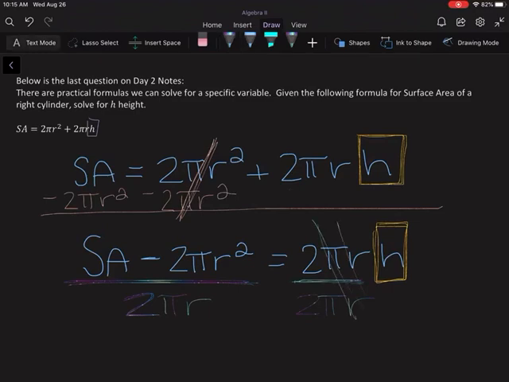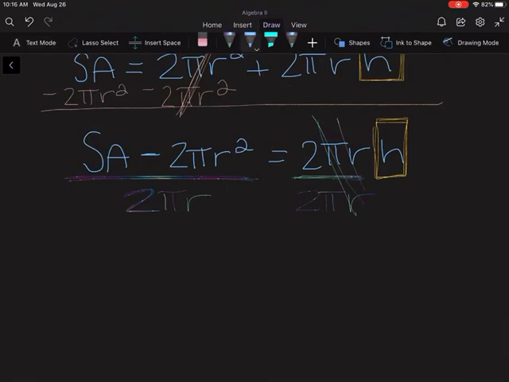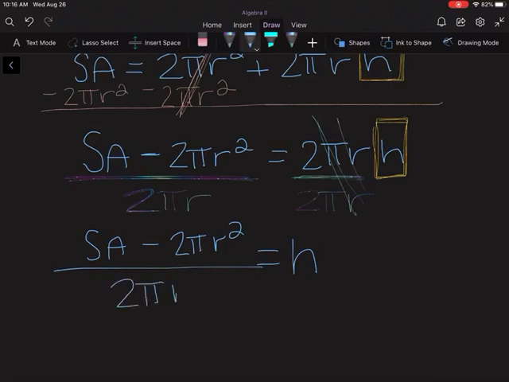And then that cancels out. And I'm left with the height is equal to surface area minus 2 pi r squared all over 2 pi r. And no, do not try to cancel out 2 pi r. Do not do that. And that'll be it.